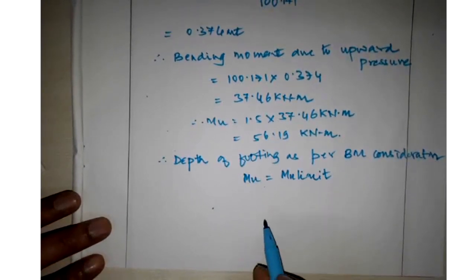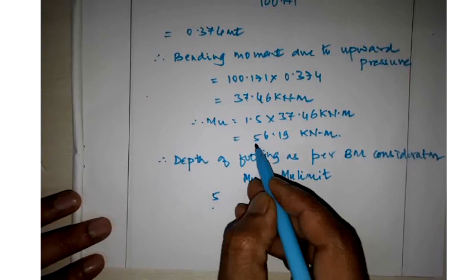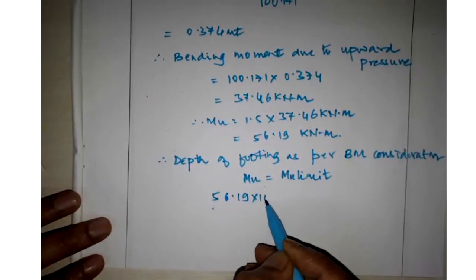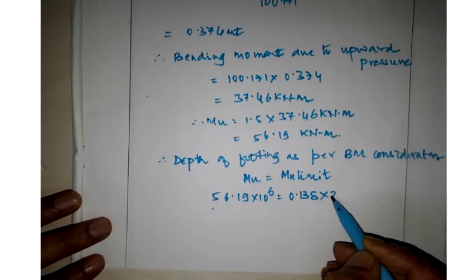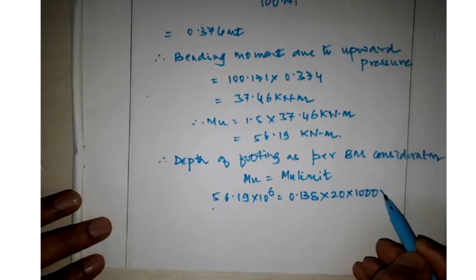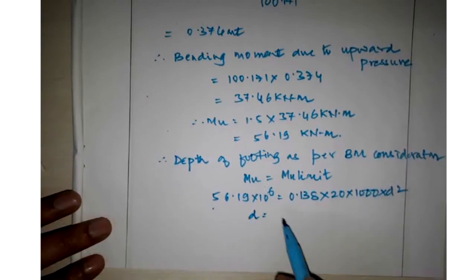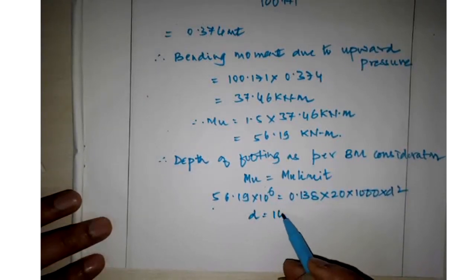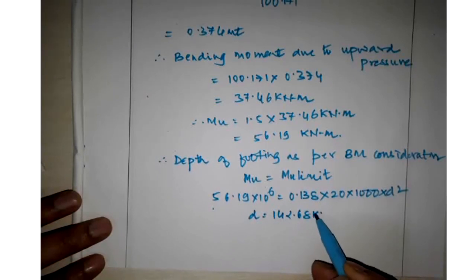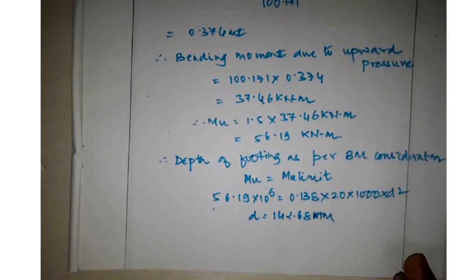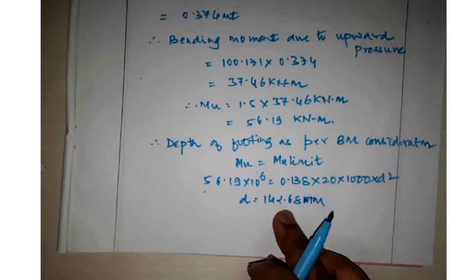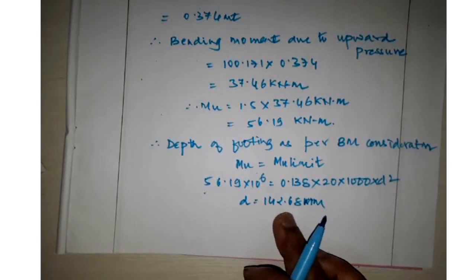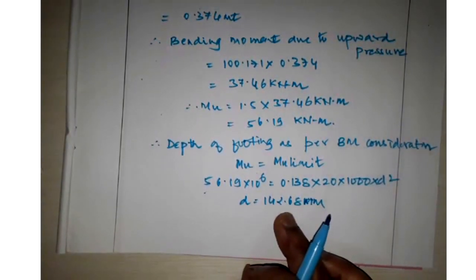Okay, so it is, you have got already 56.19 into 10 to 6 equal to Mu limit. Mu limit is 0.138 fck b d square. Okay, so we get d here 142.68 mm. As per the moment consideration we have got, but the one more factor is here for depth, which is very important, that is shear. Okay, I repeat once again, the important consideration for depth of footing is shear.